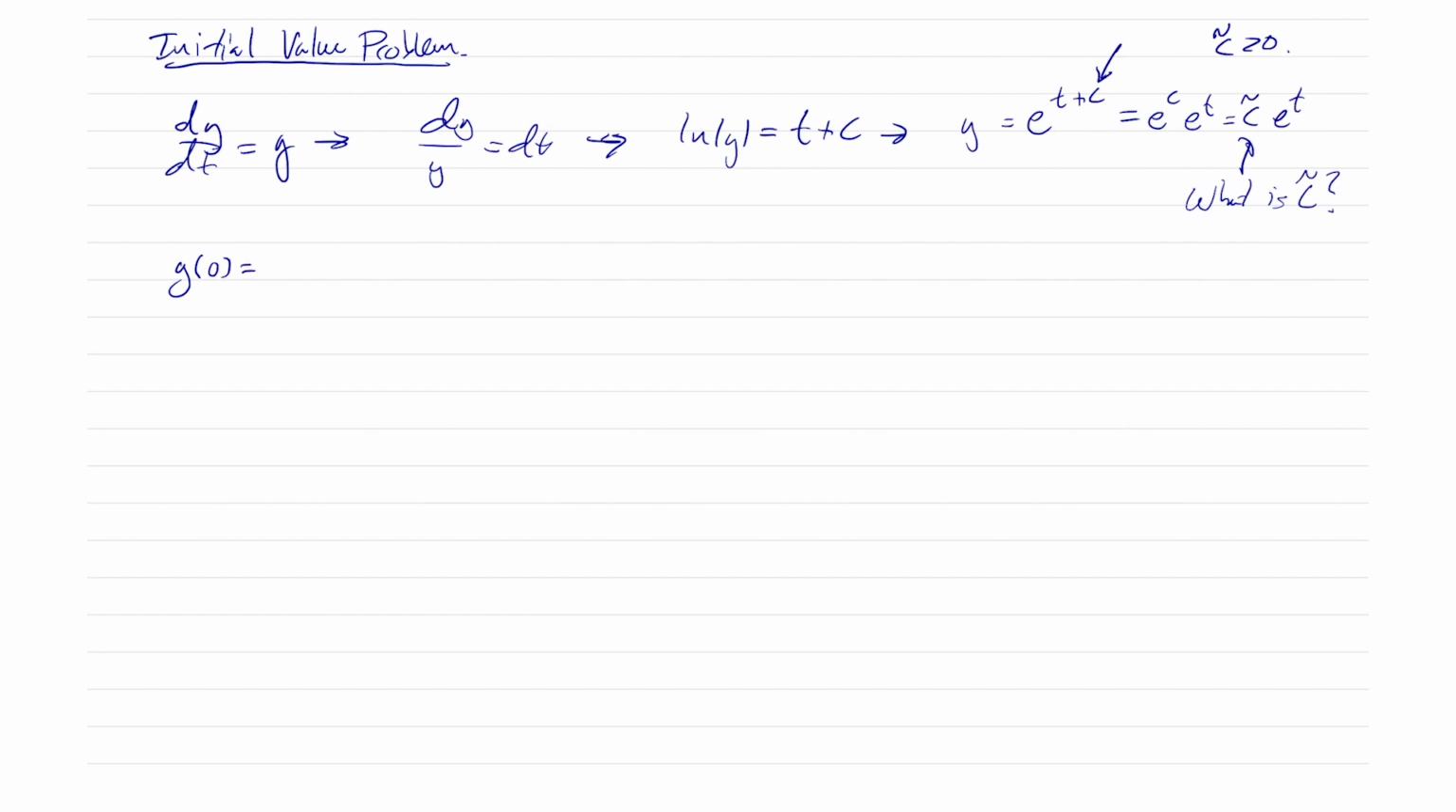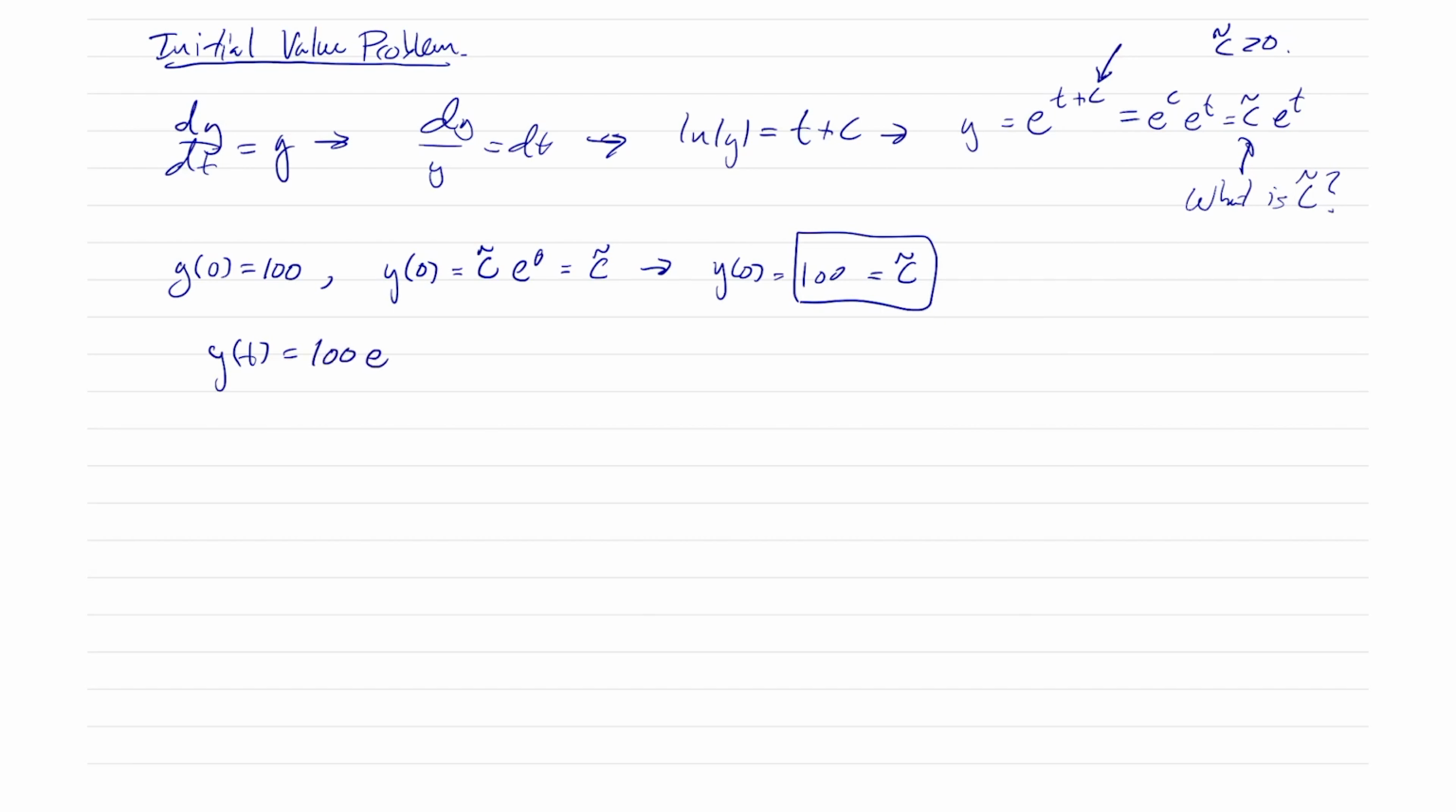So let's say that we have y naught is equal to, say, 100. Well, then what we do is we say, I already solved for y, and so I'm going to plug in 0. I'm going to say c tilde e to the 0, and that's just going to give me c tilde. So in this case, it tells me that y of 0, which I said should be equal to 100, is also equal to c tilde. And so there we go, we fixed a particular solution to this differential equation, and it is this: y of t is equal to 100 times e to the t.